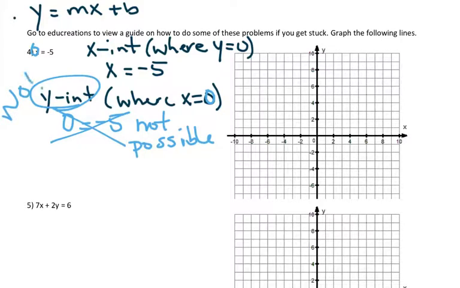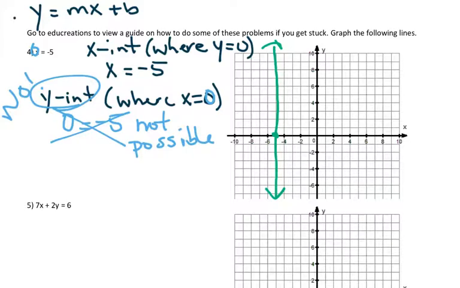And we talked before break about if it doesn't have a y-intercept, it will never touch the y-axis, and therefore it has to be a vertical line. So we go to the x-intercept of -5, and it will never touch the y-axis, so that means it has to be parallel to the y-axis. So we have a vertical line at x equals -5.